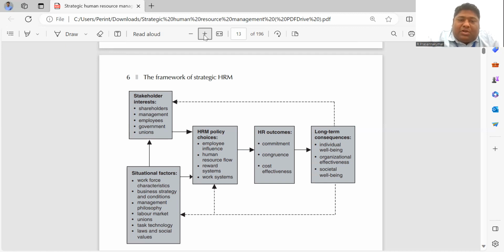Then we have HR policies: choice, employee influence, human resource flow, reward system, work system. These are the various kinds of HRM policies, human resource management policies. HR outcomes: commitment, competence, cost effectiveness. Once we have an employee in an organization, he should be very committed to the business and to his work. This commitment is very important for an individual to work in a proper manner so that we can get good advantage. Then long-term consequences: individual well-being, organizational effectiveness, societal well-being.